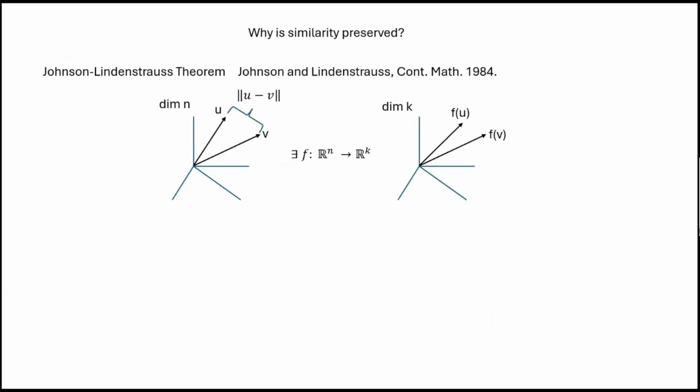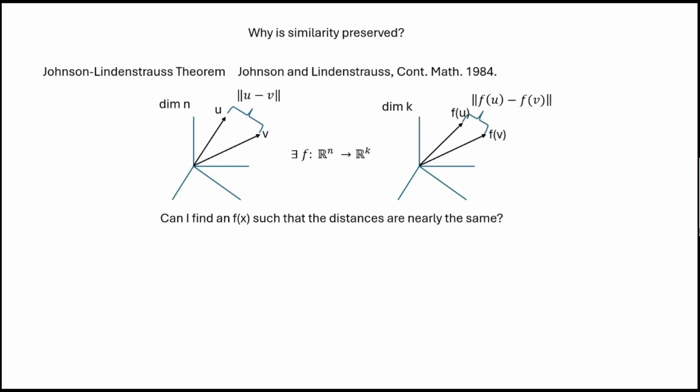So they asked, is there a mapping from this high dimensional space to a lower dimensional space? So k is less than n, could still be very large, but it's less. Where I look at the same data points, these are the remapped data points, f of u and f of v, and these are the distances between them. So they asked, can I find a mapping such that these distances are nearly the same?